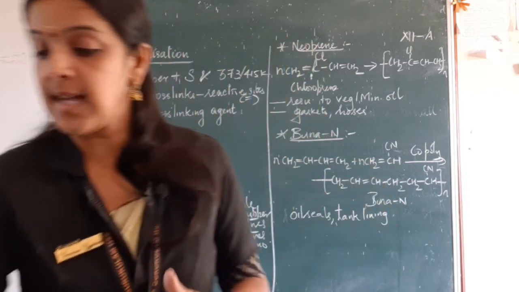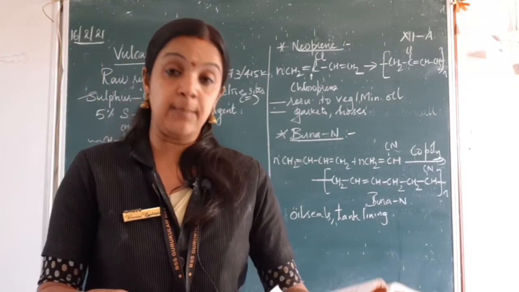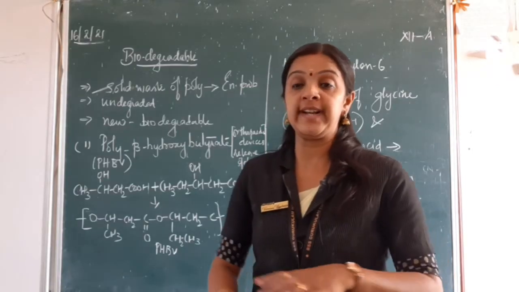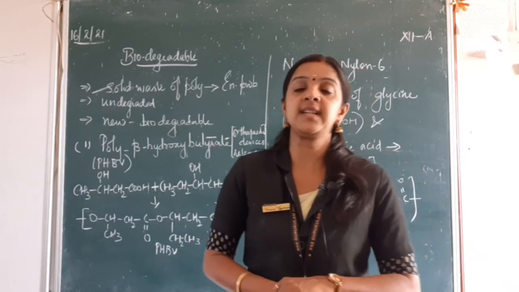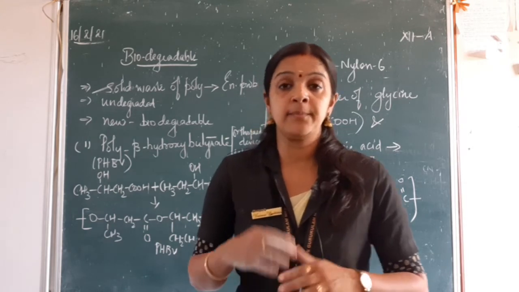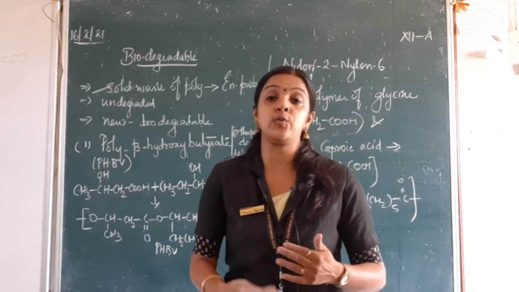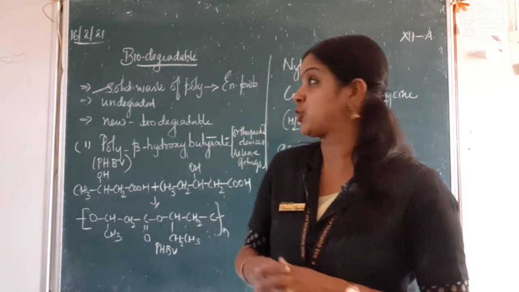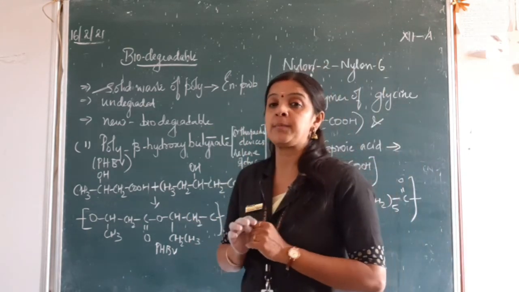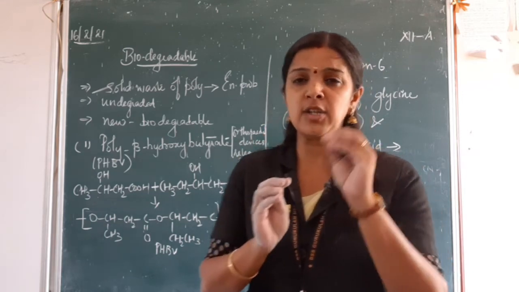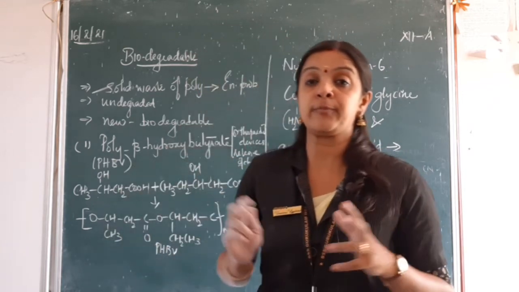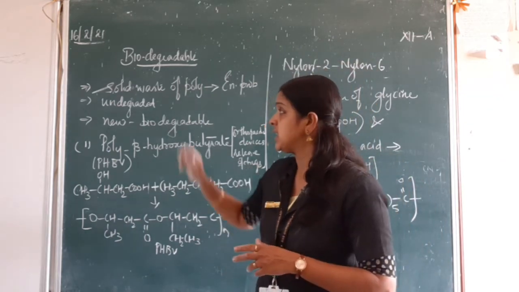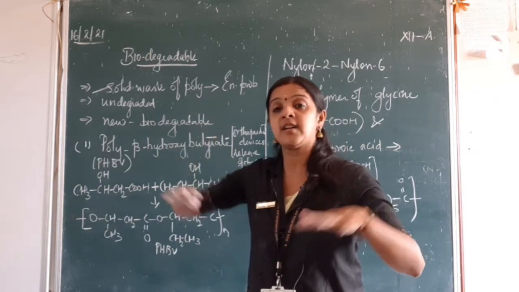Now we have come to the last part, which is biodegradable polymers. So now let's see what biodegradable polymers are. From the name it is clear that biodegradable means it can get degraded with the waste material under the soil and does not cause any environmental issue. Now the solid waste of polymers causes environmental problems, and they are very hazardous also, highly poisonous. And they remain undegraded in the soil.